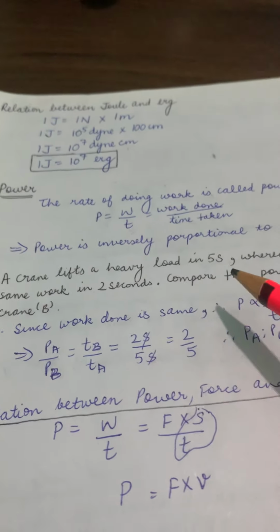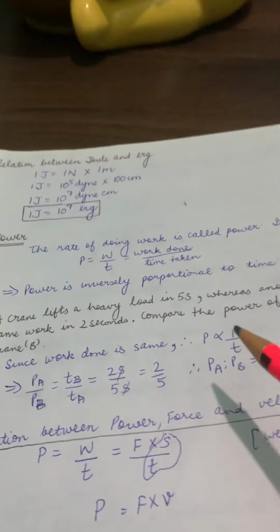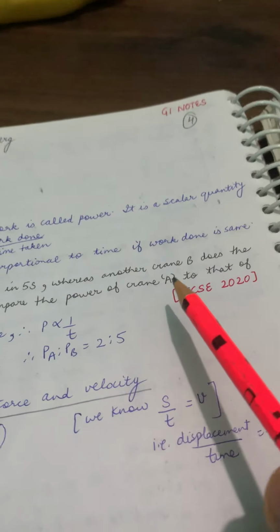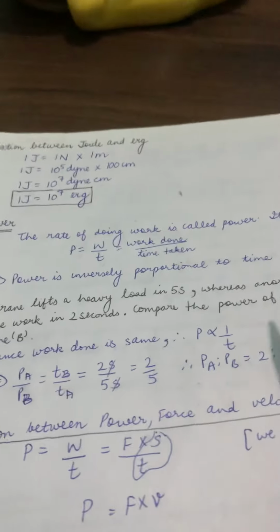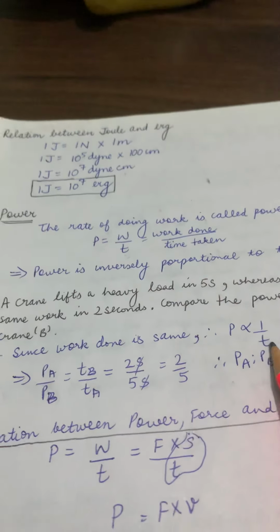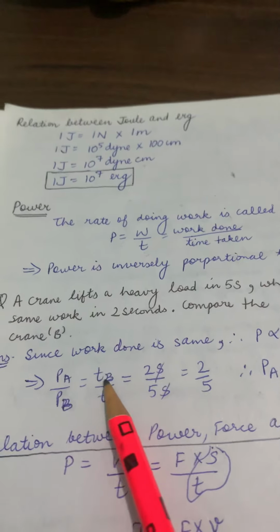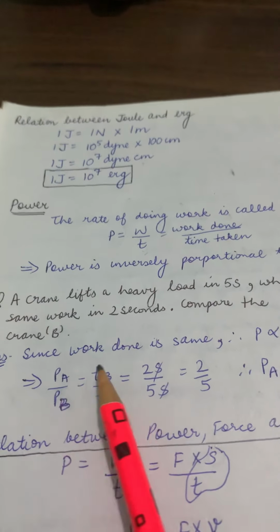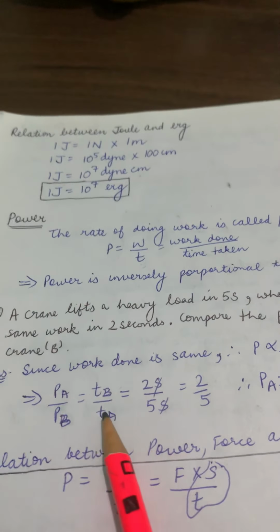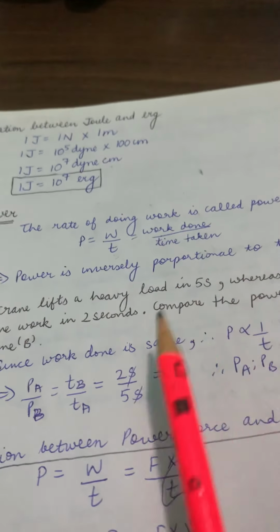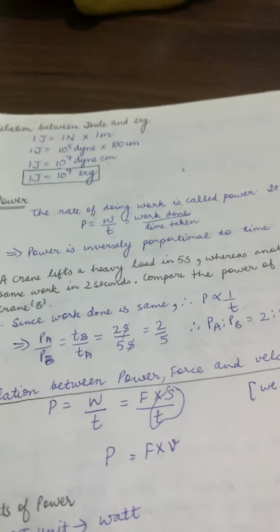Let us take an example. A crane A lifts a heavy load in 5 seconds, whereas another crane B does the same work in 2 seconds. Compare the power of crane A to that of crane B. This was question in this year ICSE 2020. We know since work done is same, so power is inversely proportional to time. That is PA upon PB will be equal to TB upon TA because power and time are inversely proportional. PA का time नीचे आएगा, PB का time ऊपर जाएगा. So TB upon TA, TB का time is 2 seconds, उसका 5 seconds, second cancel, 2 by 5. So PA ratio PB is 2 ratio 5.